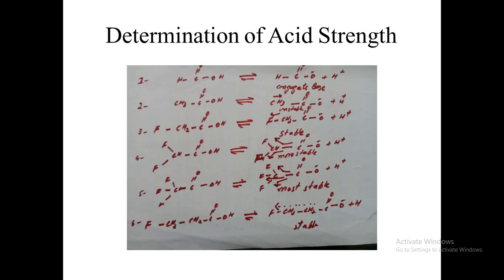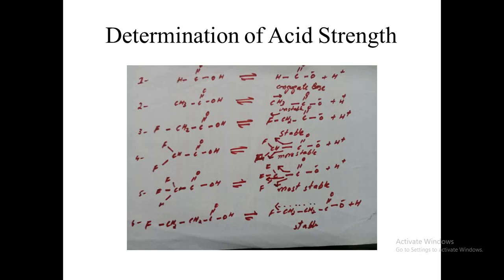For the determination of stability of the conjugate base, we will look at the groups attached to the conjugate base. In the second example, this is acetic acid. In both the first and second examples, you can see the carboxylate ion, C double bond O and CO negative, is common. In the first example, hydrogen is attached to the carboxylate ion, and in the second example, a methyl group is attached.